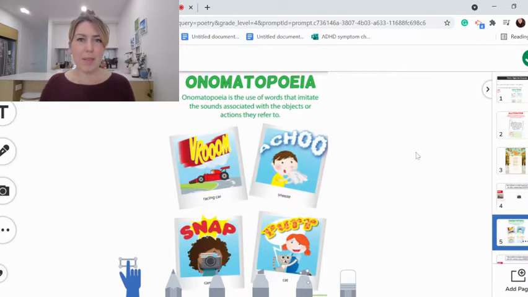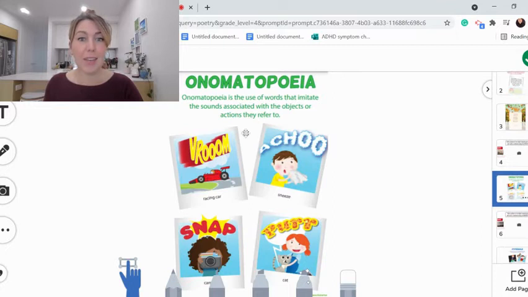Our second type of figurative language is onomatopoeia. That's the use of words that imitate the sounds associated with objects or actions they refer to. For example, achoo. It sounds like a sneeze. It imitates the sound of the sneeze. It's an example of onomatopoeia. Snap. It imitates the sound of clicking a photo. Or purr. The sound that the cat makes. Or a car, vroom. It's imitating the sound that we associate with a car. You might know other ones like boom, imitating the sound of a loud bang.